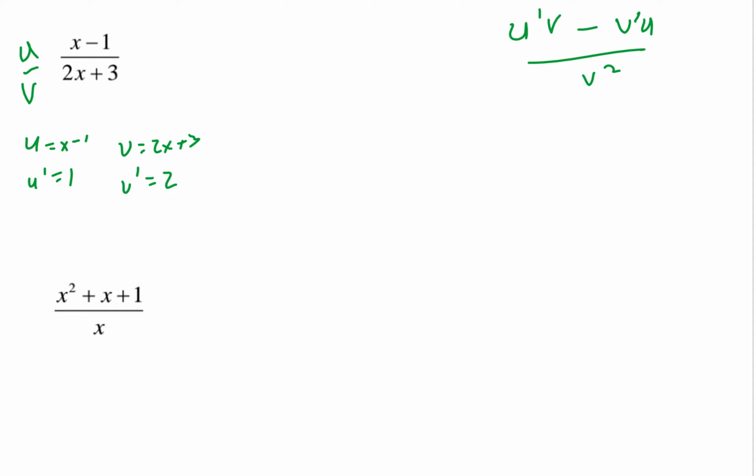Eventually you just get so used to it. You're just like, okay, u prime, so that's 1 times v, 2x plus 3, minus, flip it, derivative of the bottom is just 2, times the top, x minus 1, all over the bottom squared. So you get that. Again, if they don't specify, you could stop there. You are done. I will say, however, with the quotient rule, they generally want you to simplify.